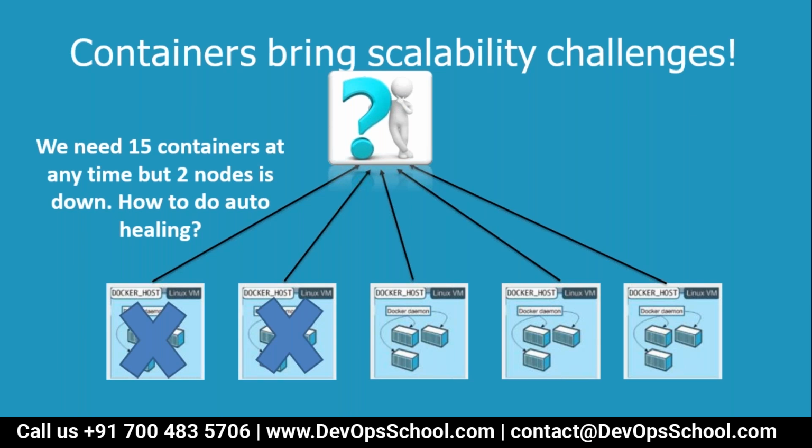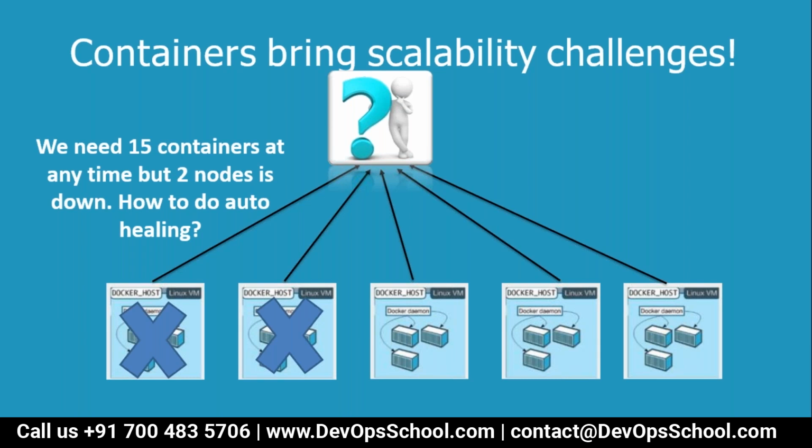Can we do that? So the question is very simple. We need 15 containers in this particular scenario. We need 15 containers at any time, but 2 nodes are down, and how do we auto heal? The remaining containers, we want them created automatically. Do we have these features with Docker? No. Do we have features with the container? No. Auto healing features are not available. So the question is again, how can we get it? Where do we get it?